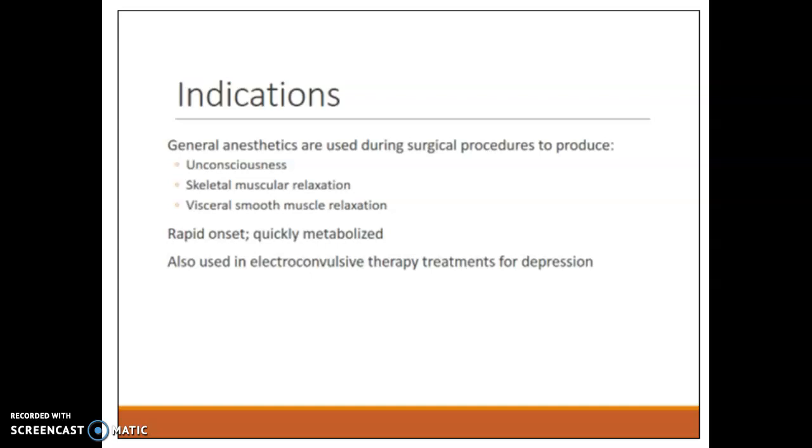We'll talk about that in LVN 118. Often in ECT, balanced therapy is used with the benzodiazepine added to reduce the risk of extended seizure activity.